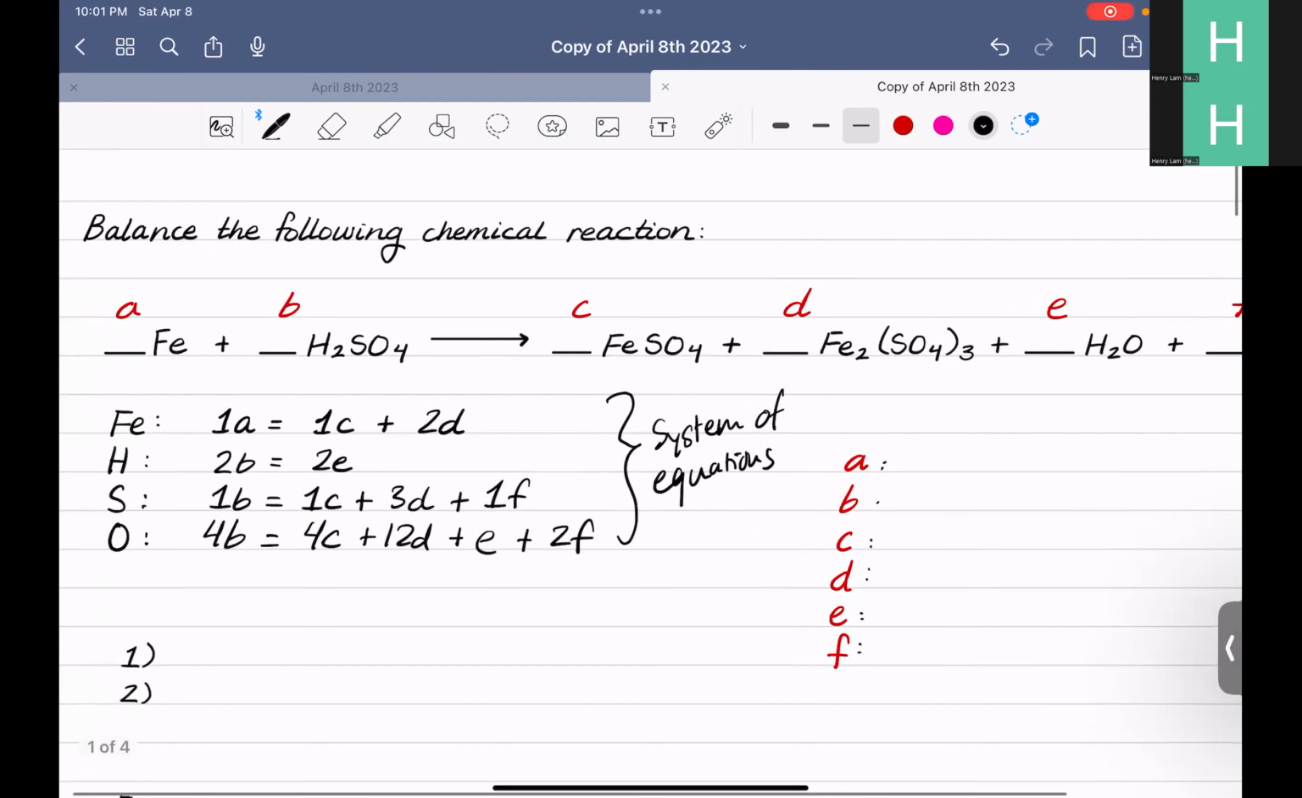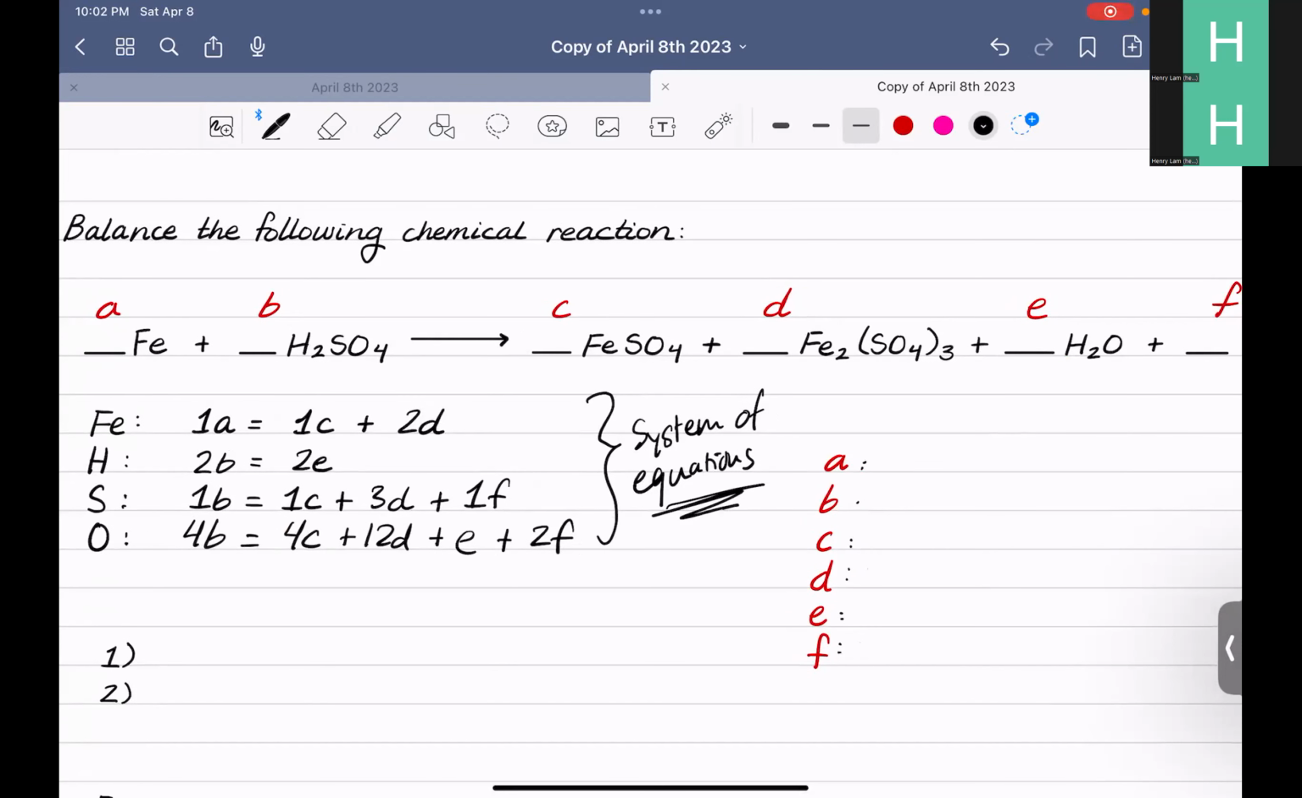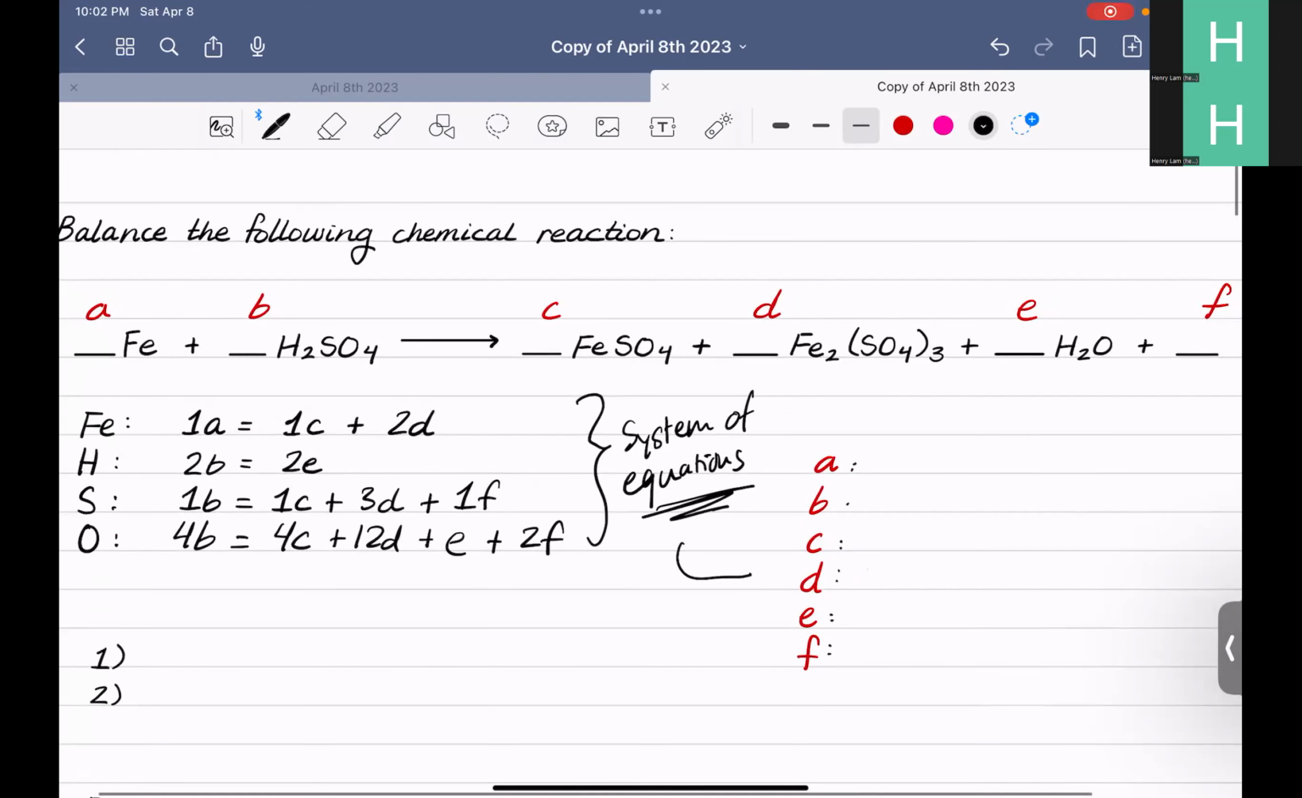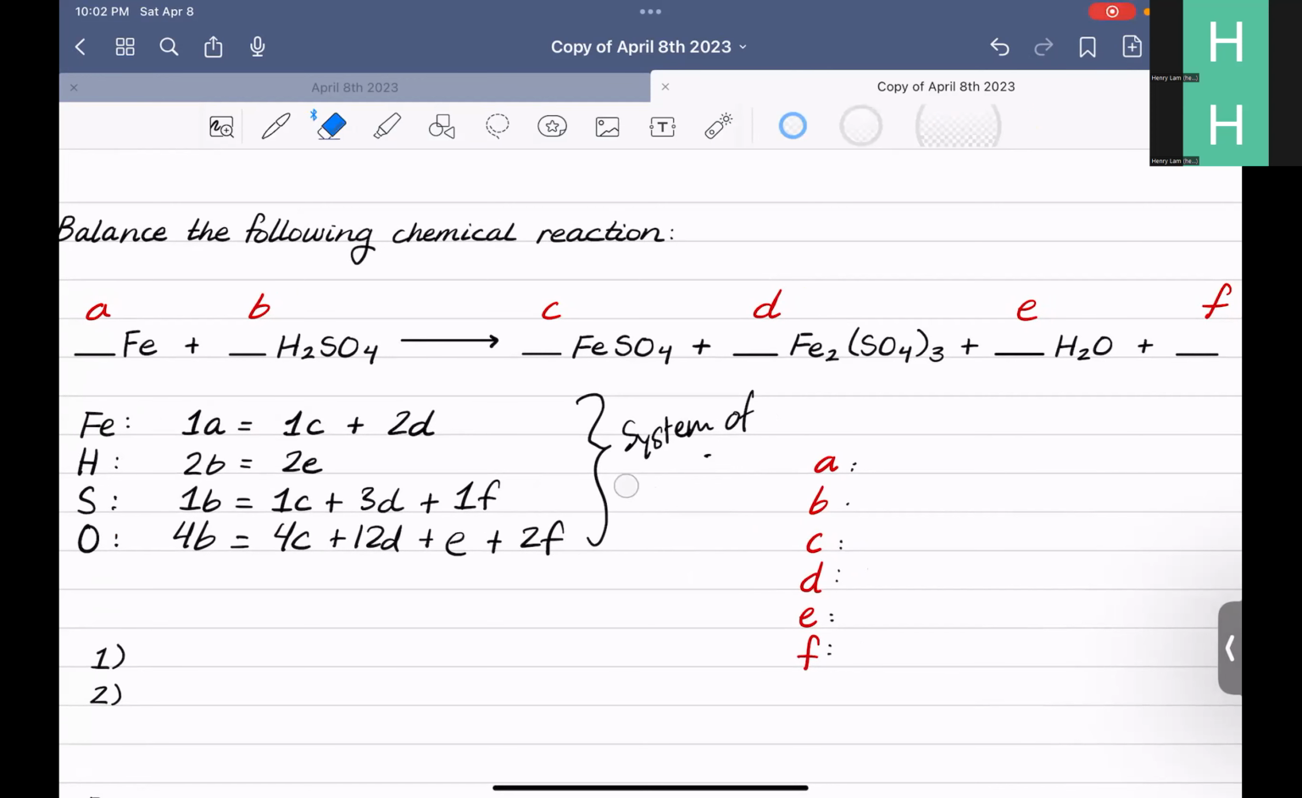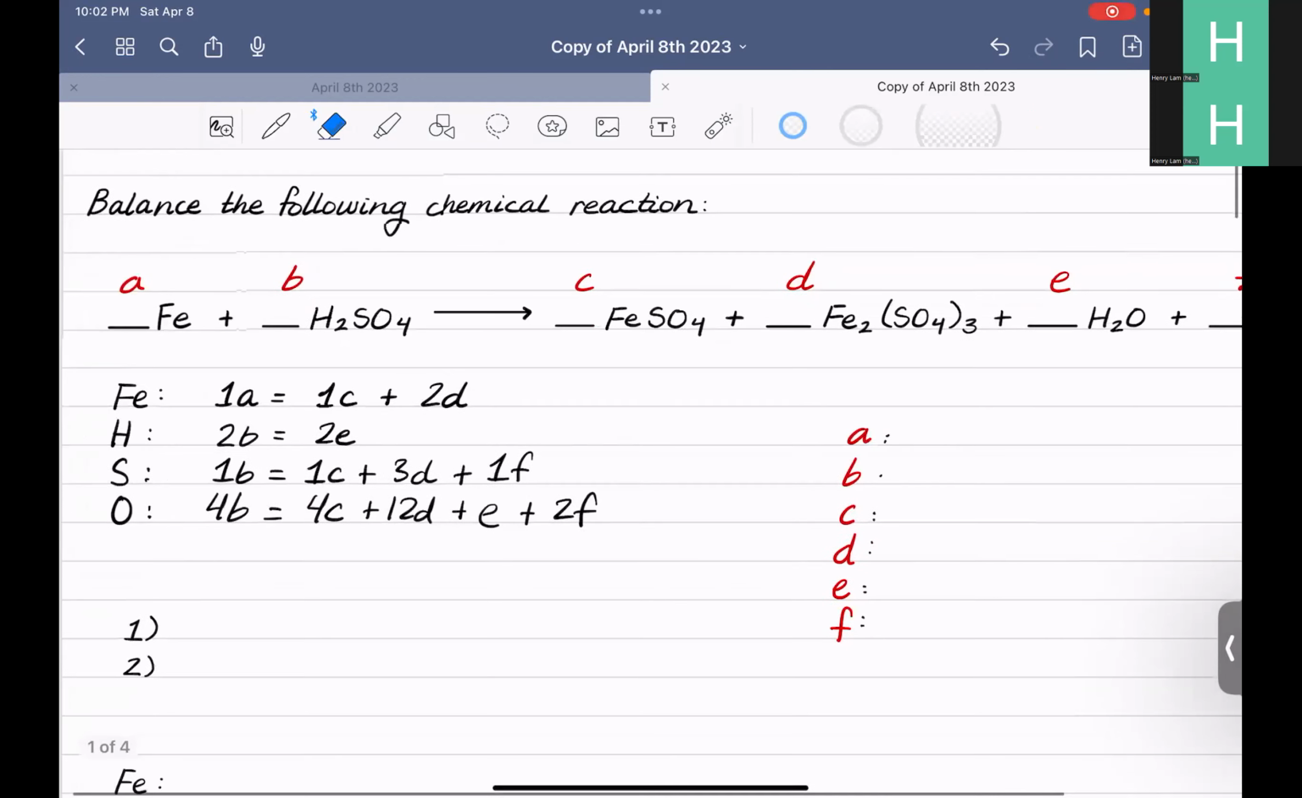So that's what we'd like to do. We'd like to use this system of equations, this right here, and we'd like to solve for it. And when we solve for it, we're able to get our values for A, B, C, D, E, and F, okay? So let me just get rid of this because it's a bit sloppy.